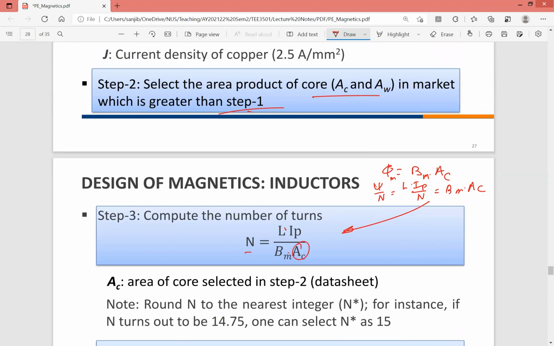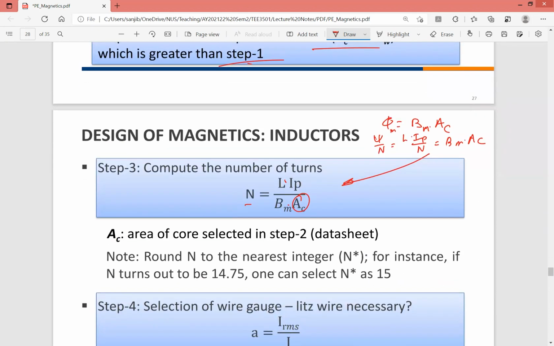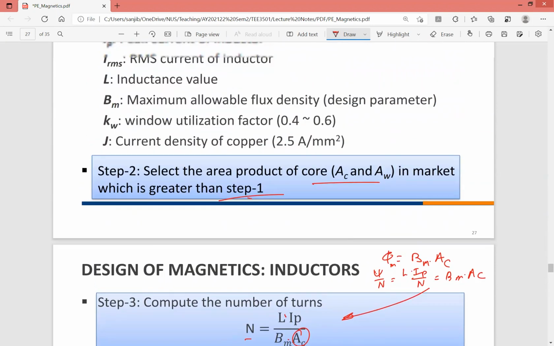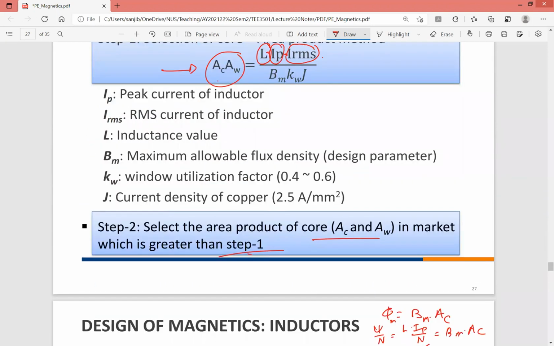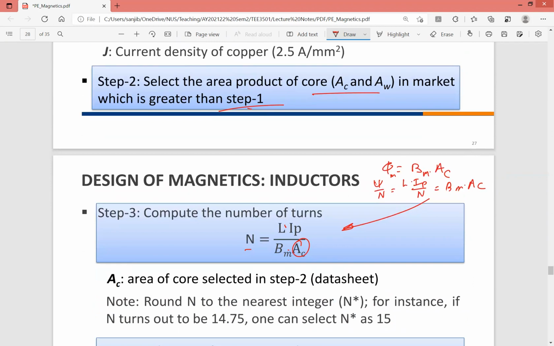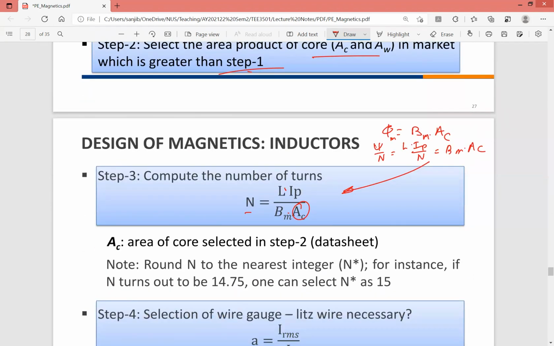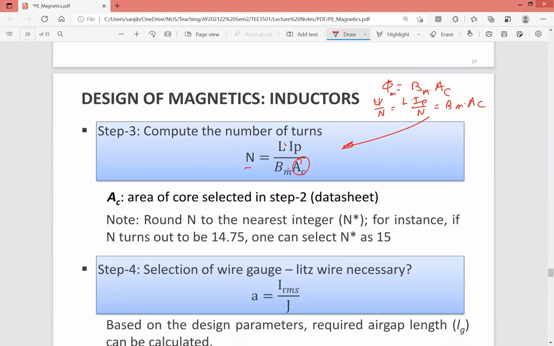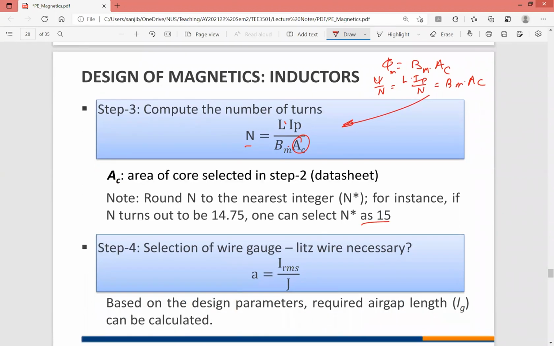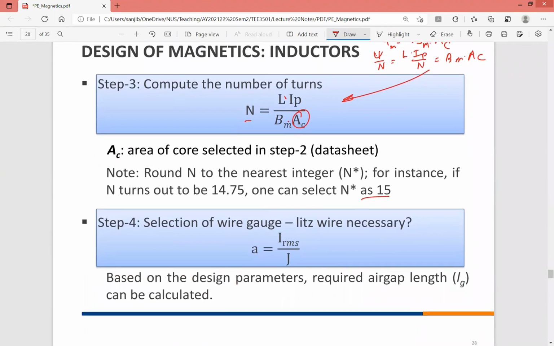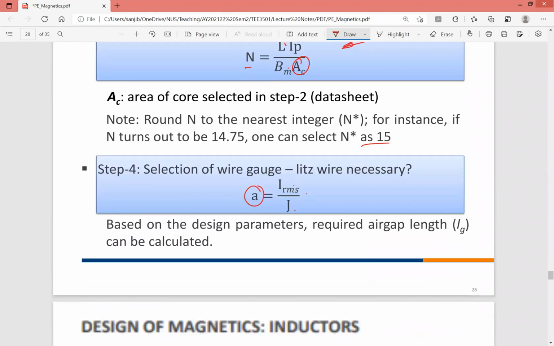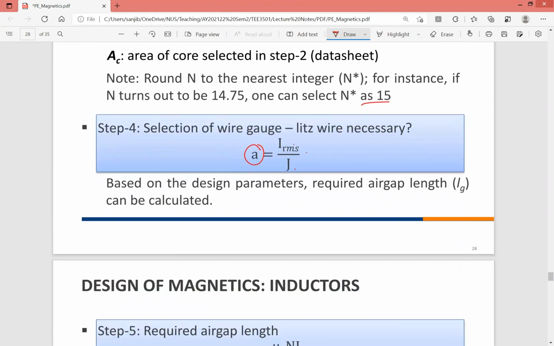Okay, so this AC you would have already found once you know the core. The core itself is chosen based on the product, but for each core, the data sheet will tell you what is AW and what is AC. From there you can find the number of turns. Of course, you take it to the nearest integer, and then you use the current to find the area required according to the current density. And then you can calculate the air gap that is required.